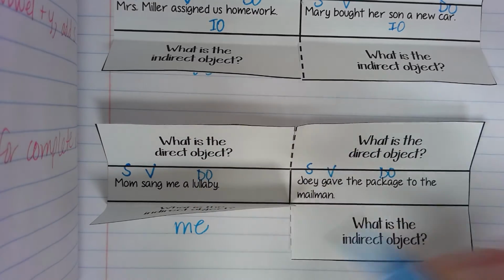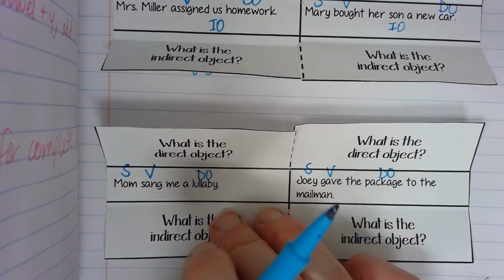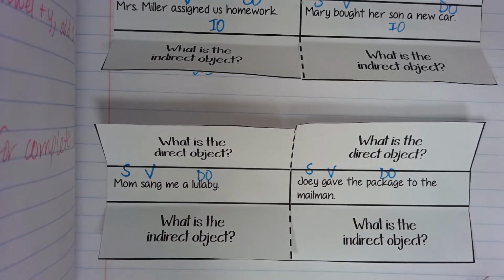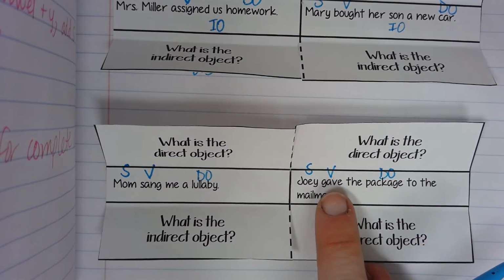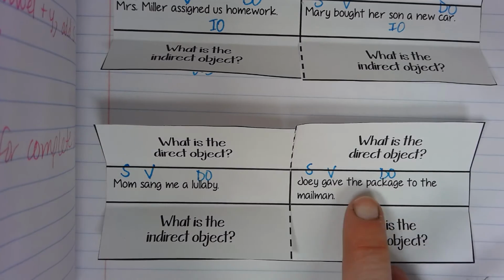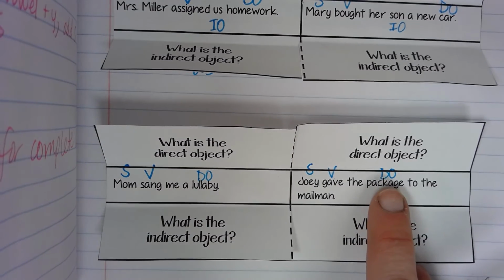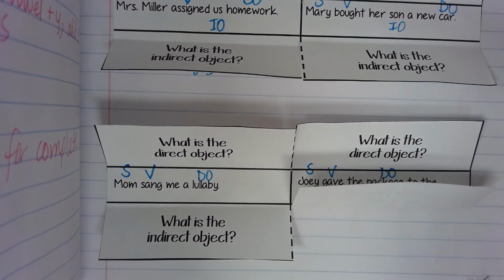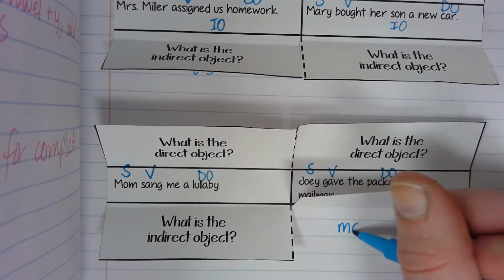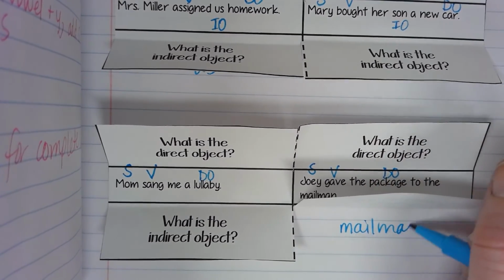Joey, what did he do? Gave. Gave who? No. Gave what? Package. Package who? Mailman. So he gave the package to the mailman. He's receiving the direct object. So that is our indirect object. Okay. All right. So that is all the notes for today.